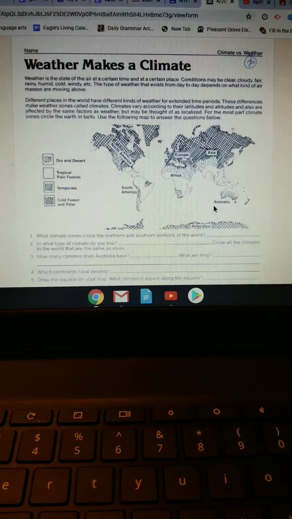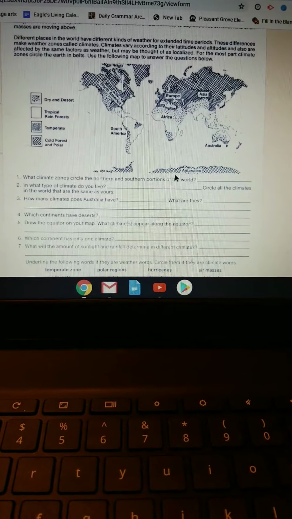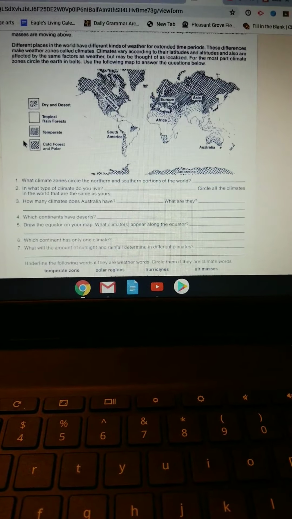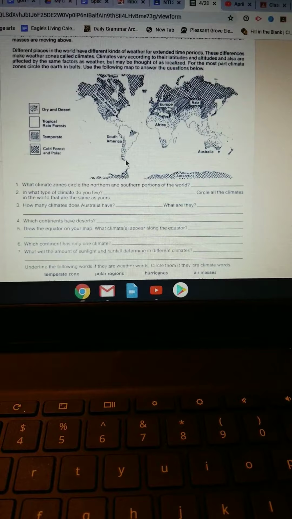And then this says North America, South America, Africa, Europe, Asia, and Australia. Those are our continents. All right, so what climate zones circle the northern and southern portions of the world? Northern's up here, southern's down there. I'm going to do the first one with you, but as you can see, that's where the lines are crossed, and that is cold, forest, and polar. So those are the climate zones right there. So that's what you would put in for number 1, okay? So that's how you're going to answer it. You're just going to use these keys right here and look at the different areas.